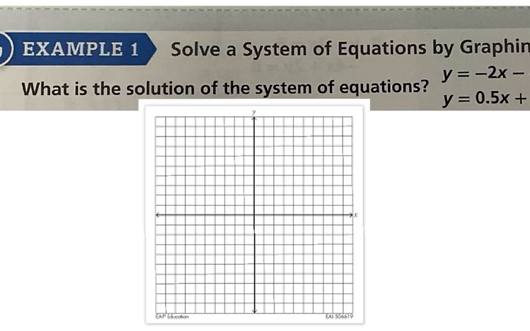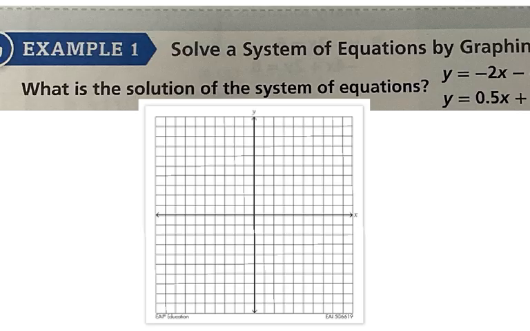So what does it mean to solve systems of equations? You can see here I've got 2 equations. These are both linear equations because they're in the form y equals mx plus b. So if I graph this, it's a line. If I graph this, it's a separate line. So a system of equations means I'm looking for a point that makes both equations true at the same time.